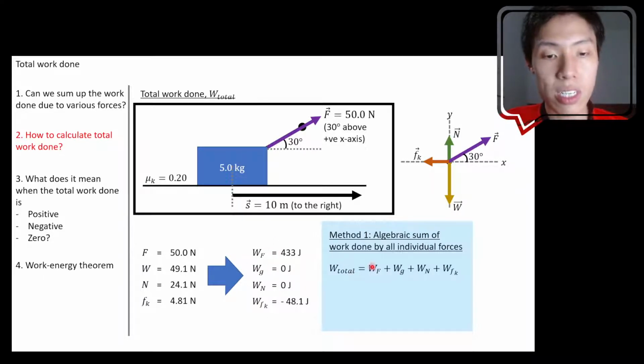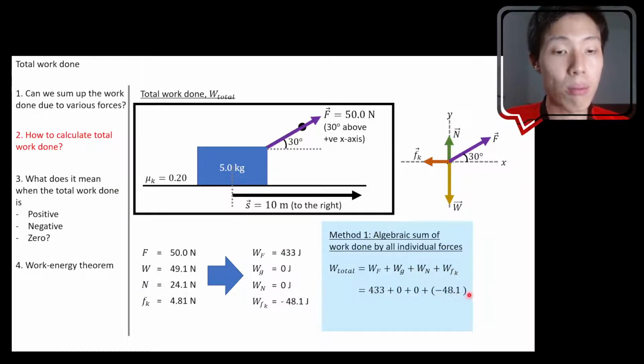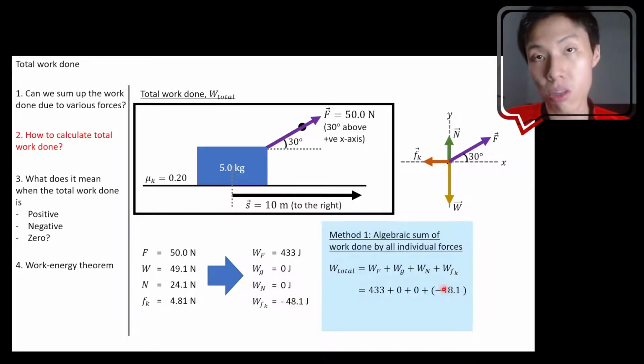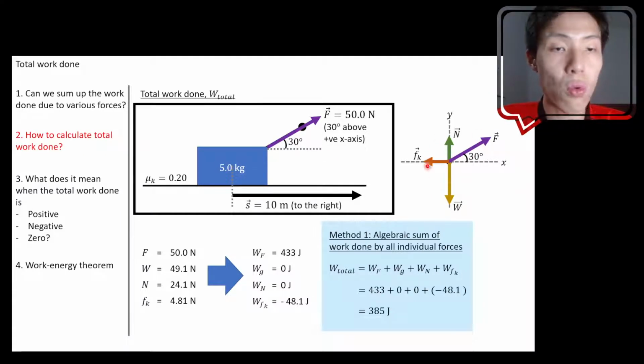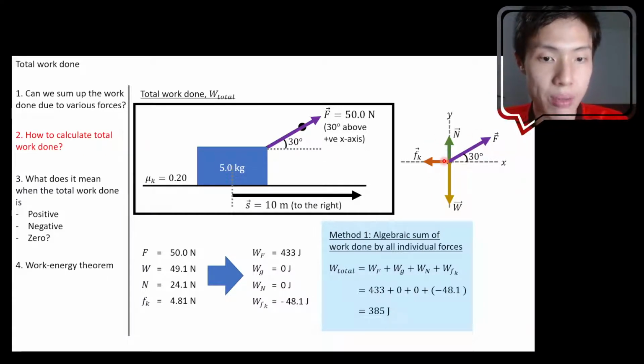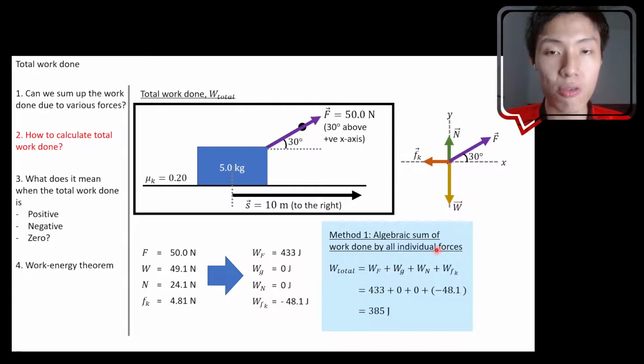So the total work done is equal to the work done by the external force plus the work done by gravity plus the work done by the normal force and the work done by kinetic friction. You have all these values here, you just sum them up. If it's negative, make sure to include the negative sign. Once you sum up everything here, you get 385 joules, and this is the total work done experienced by this object due to all the forces acting on it. So this is the first method of determining total work done: doing the algebraic sum of work done by all individual forces.